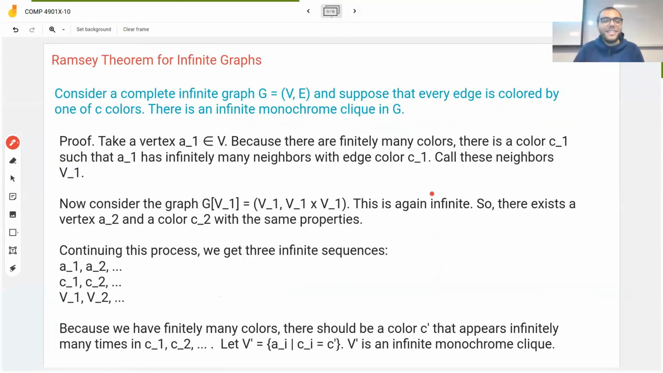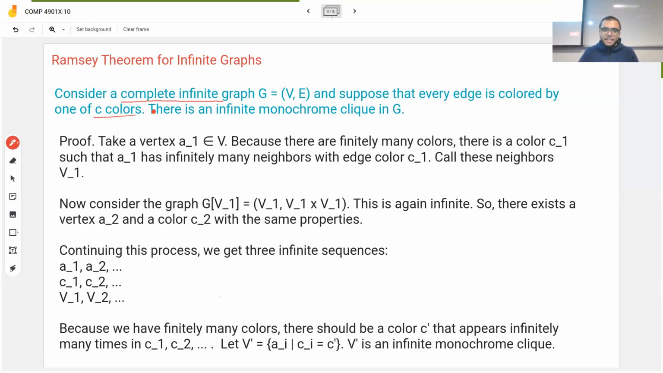Let's talk about Ramsey's theorem for infinite graphs. So let's say that I have a complete infinite graph G. So I have a graph G on infinitely many vertices, and it's a complete graph. I have an edge between every pair of vertices. And let's say that instead of 2 colors, I have C colors. But C is just a finite number. I've colored every edge by one of these C colors.